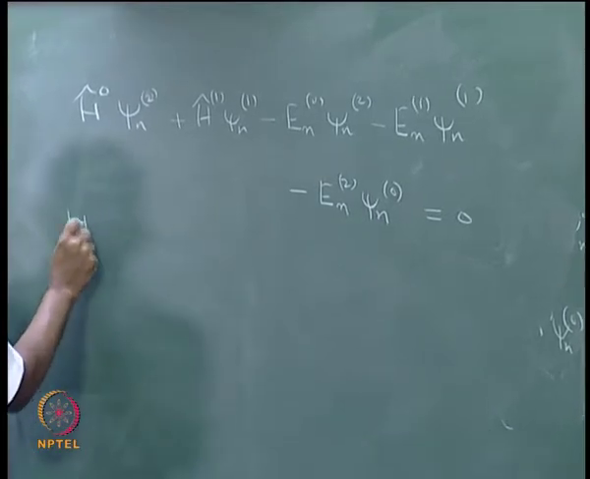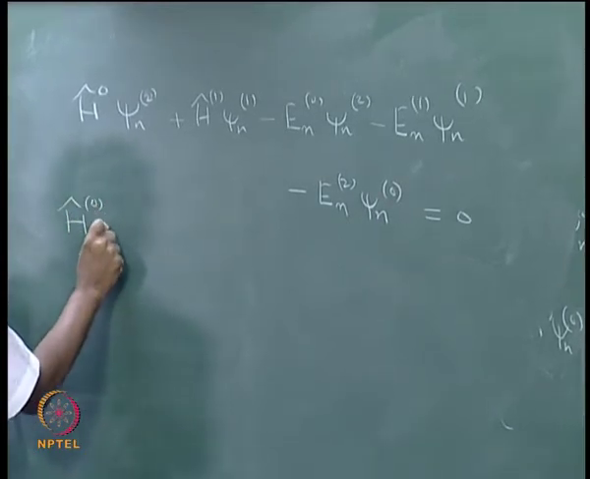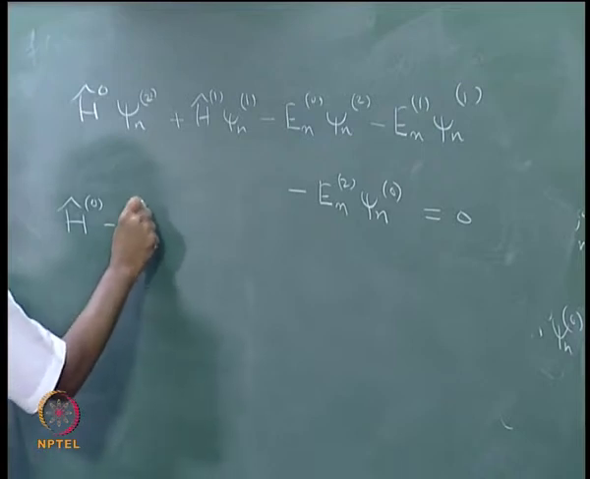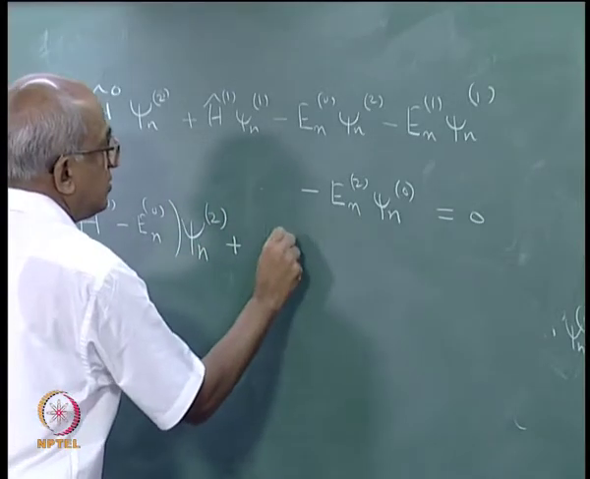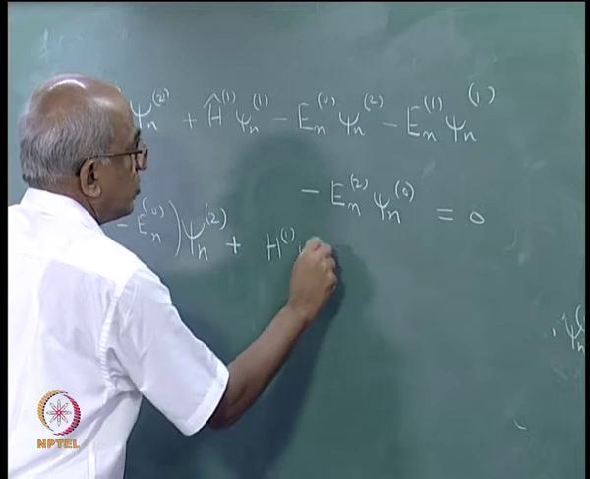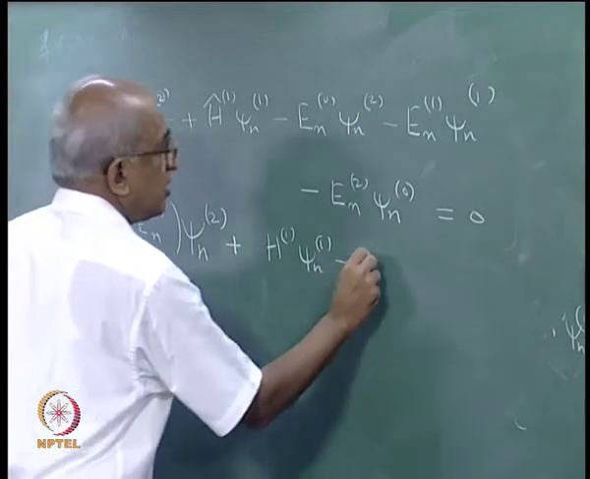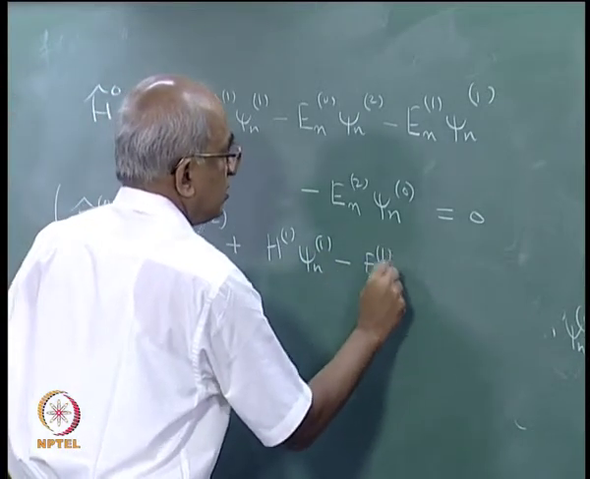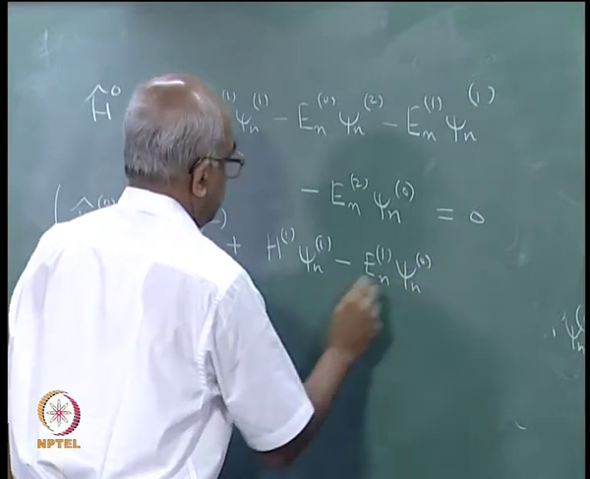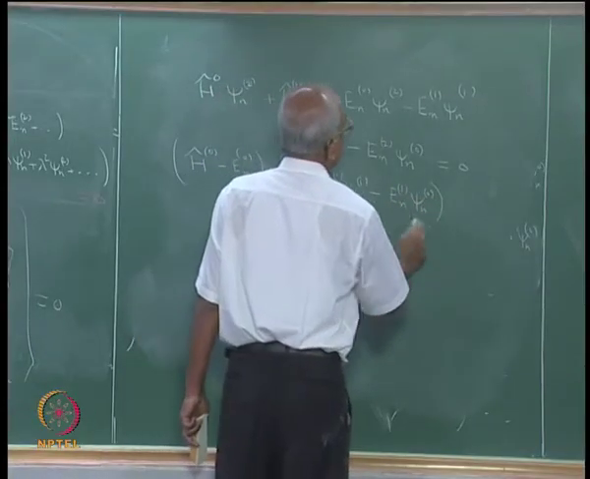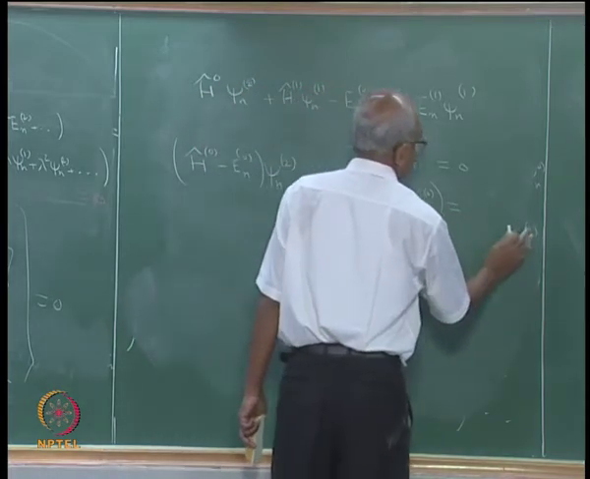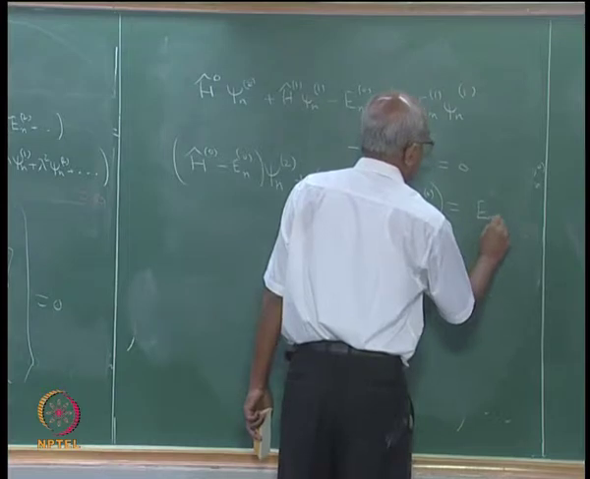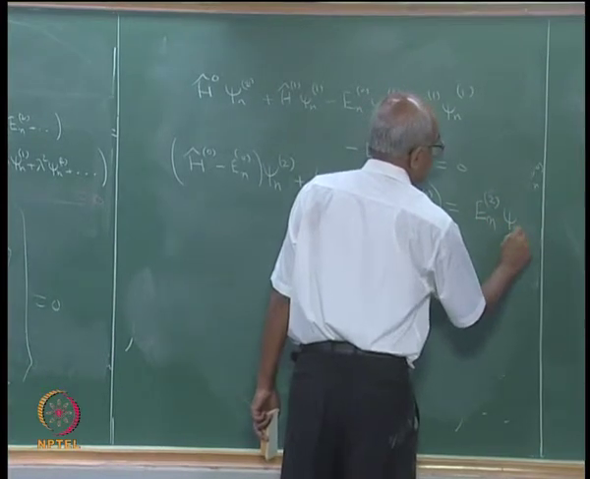Let me rewrite this in a slightly different fashion: (H0 minus En0) psi n2 plus (H1 minus En1) psi n1 is equal to En2 psi n0.